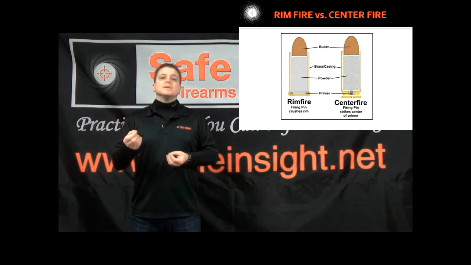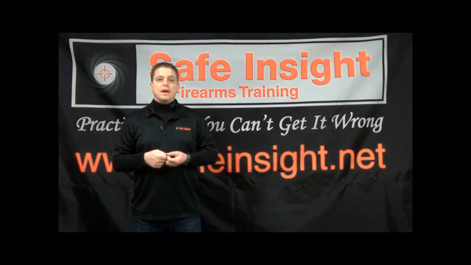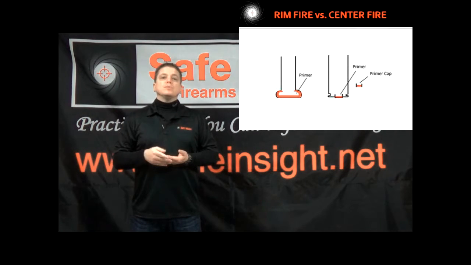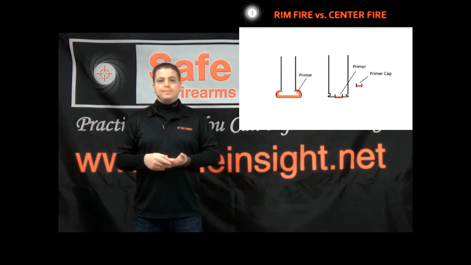Centerfire has all of the primer in a primer cap area of the cartridge, and it's located right in the center of the back of the round. And in there is where the primer is located. There is where the firing pin must strike in order to activate that cartridge.